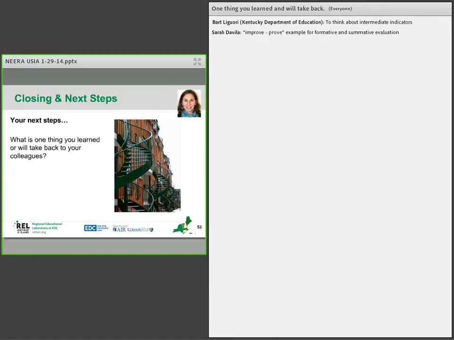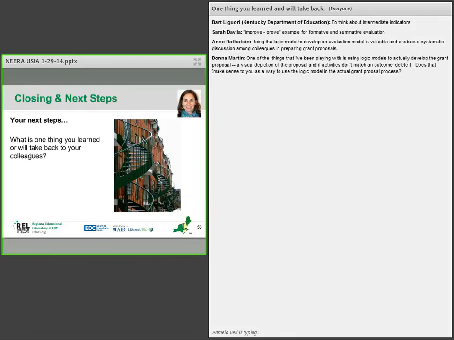Sarah's talked about this idea of improve and prove as examples for formative and summative evaluations. Yeah, I use that language, and at the same time, the prove piece is a little tricky. Improve, prove is useful language. It's a simplification of what is actually a bit more complex, but it is a helpful tool.